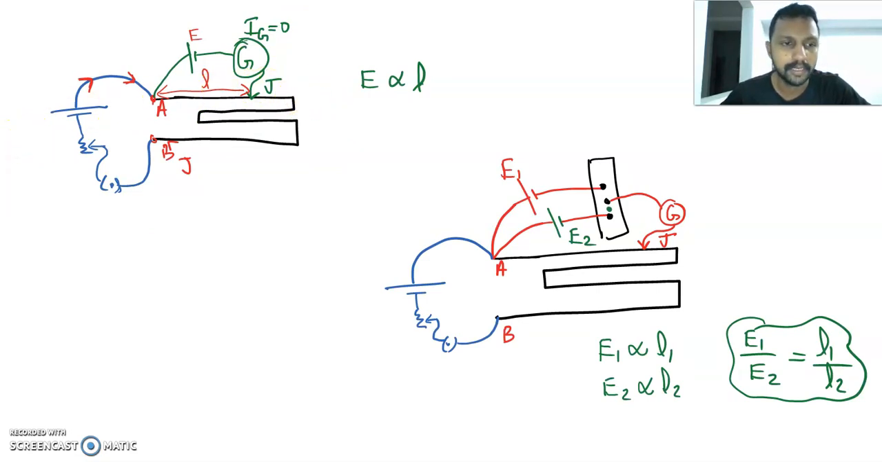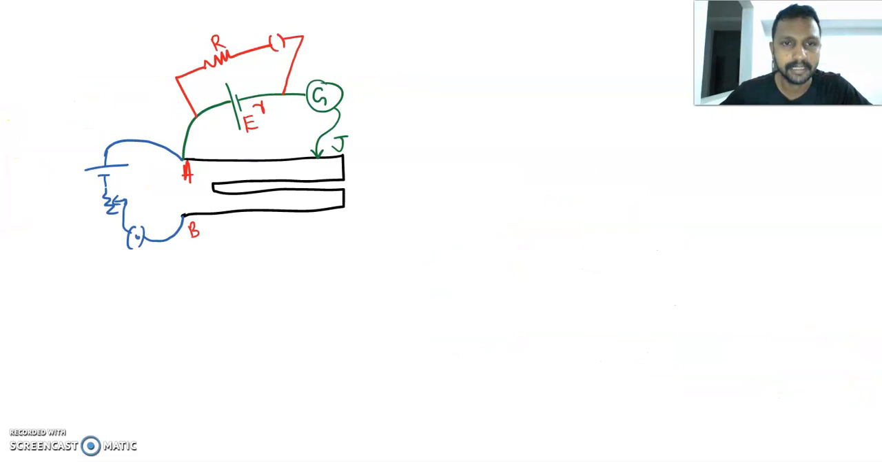We will proceed in the similar manner, that is, we will obtain the balance length. We will slide the jockey along the potentiometer wire until we get galvanometer deflection 0, or we obtain the balance length. And that balance length is directly proportional to EMF. Therefore, EMF is directly proportional to balance length. Let me call this balance length L1.